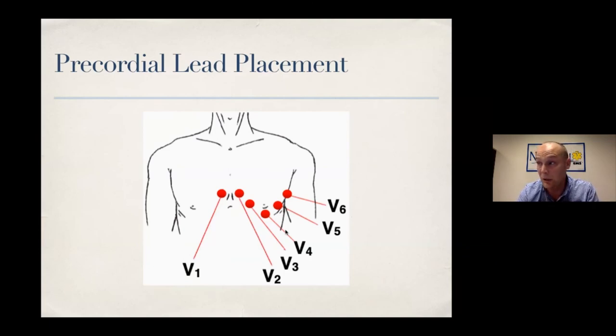In the EMS setting, as we all know, textbook placement is not always possible, but the best you can do is important. The way I always look at it is if you find the xiphoid process, which is right here, you go basically two fingers above it, put one electrode on the right side, one electrode on the left side at the exact same level. Then you put one electrode just below the left nipple, one electrode on the apex underneath the armpit at the same level as the first two, and then just fill in the blanks equidistant between them. That's the best you're going to probably get in the field.